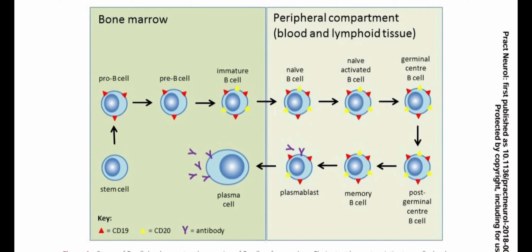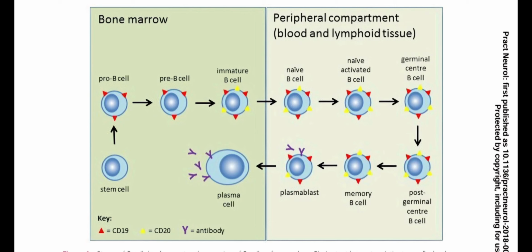The activated B cells enter the germinal centers where they undergo clonal expansion, somatic hypermutation, affinity maturation, and class switch recombination. These processes enable the production of high affinity antibodies and the selection of effective B cell clones. Throughout these stages, both CD19 and CD20 are expressed on the B cell surface.